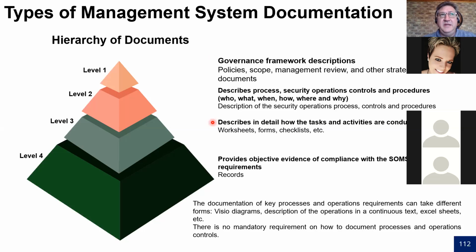So the description of the detail is here about specifications. Here, you can have a checklist to make sure that the level 2 processes are actually executed. And then you've got a level 4 document that is actually giving you all the evidence.